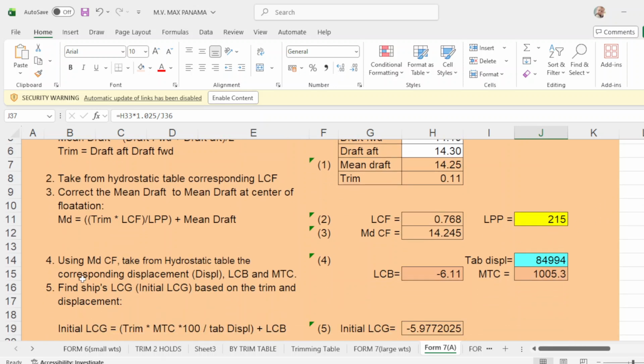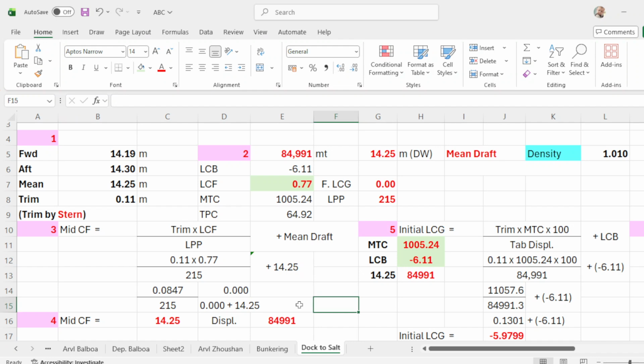And number 4, using the mid center rotation, take the district table to corresponding displacement. So number 4, the displacement is 84994, and the displacement for mid is 84991. So difference of 3 tons. Then you take out number 5.